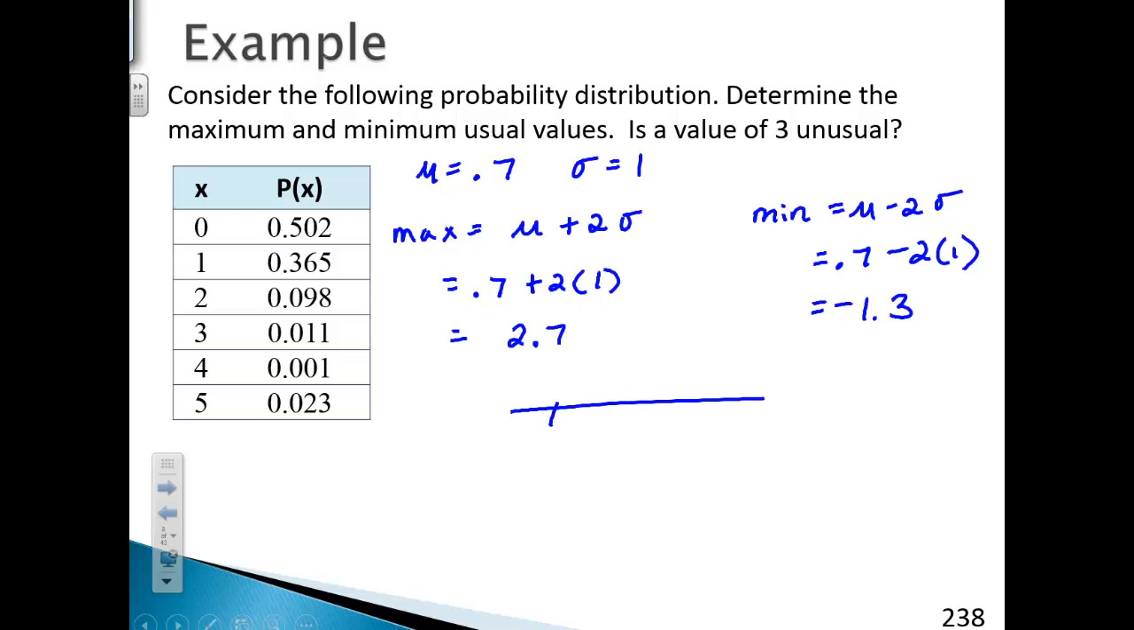Remember, if we are between those two values, negative 1.3 and 2.7, if we're in between them, it's considered usual. If we're outside those values, it's considered not usual. So 3 is up above 2.7, so 3 would be unusual. Is the value of 3 unusual? Yes. 3 is unusual.